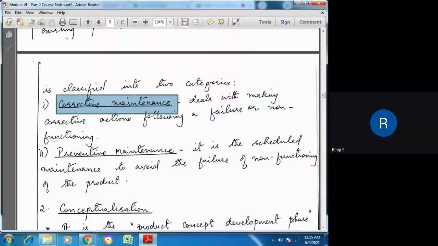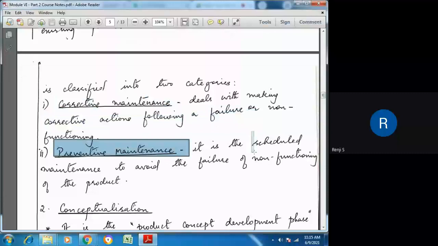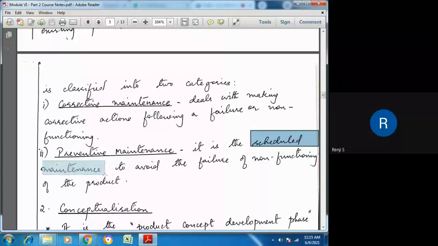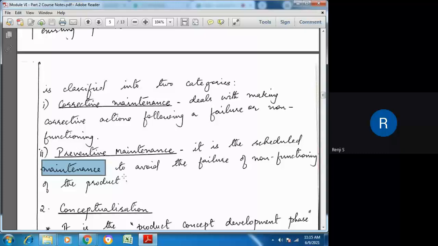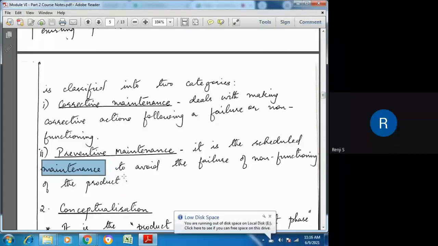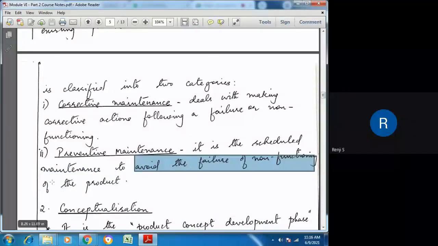Another kind of maintenance is preventive maintenance, which is also scheduled maintenance. Scheduled maintenance means the product has not become defective or outdated, but we are checking it periodically to ensure that the product will function well in future. Even if it is working properly, maintenance is done on the product to make sure that it works properly. That is called preventive maintenance or scheduled maintenance, preventing failure or non-functioning of the product.